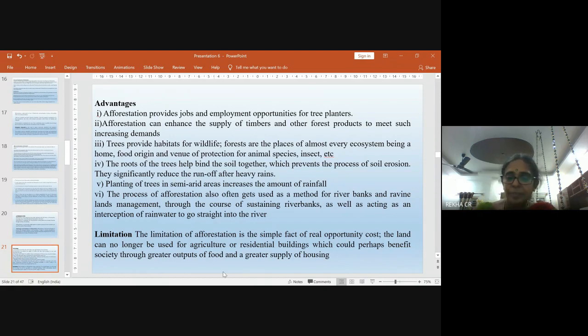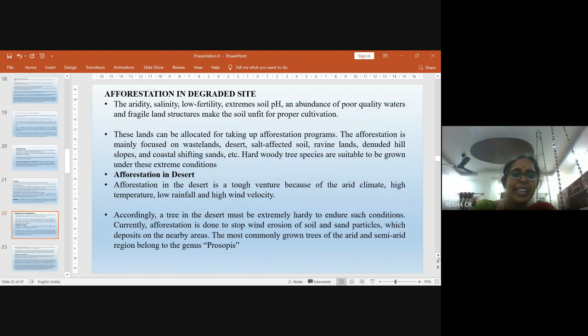So next is afforestation in degraded site. Afforestation can be practiced in a number of sites. One such site is the degraded site. Degraded site means land with high salinity, the salt content, a high amount of aridity, low fertility, extreme soil pH, it may be acidic or alkaline, poor quality waters, and fragile land structures. It makes the soil unfit for proper cultivation. So these lands can be allocated for taking up afforestation programs.